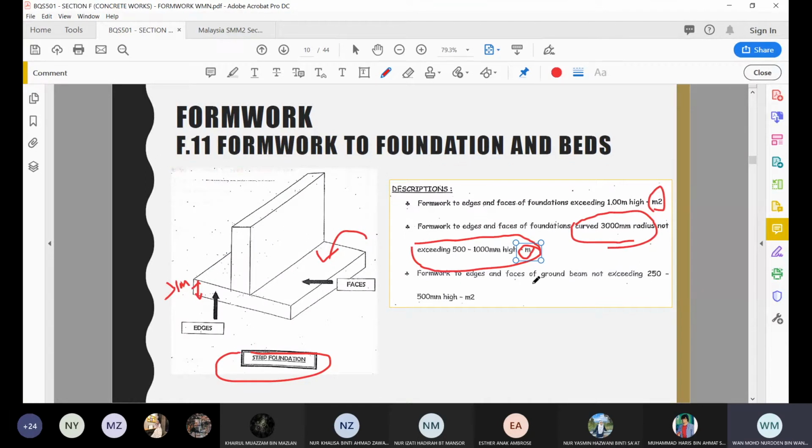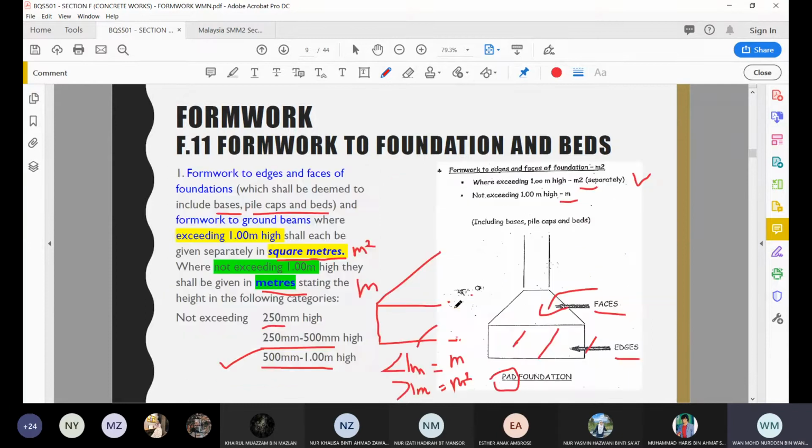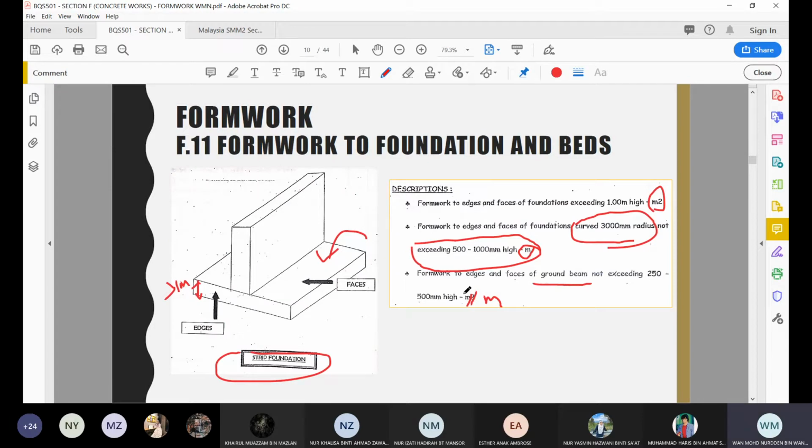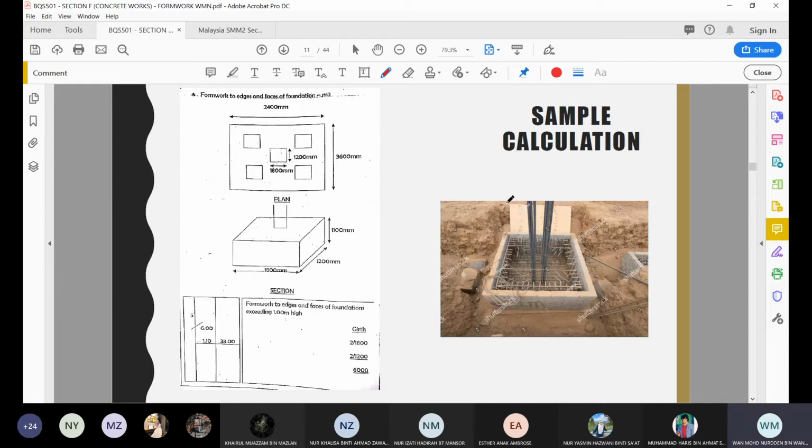Lagi, formwork to edges and faces of ground beam, not exceeding 250 to 500 mm high. This one should be meter. Formwork to edges and faces of ground beam, not exceeding 250 to 500 mm high. So unit dia adalah meter, yang ni lah. Okay, then ni sample calculation lah. Tengoklah nanti.